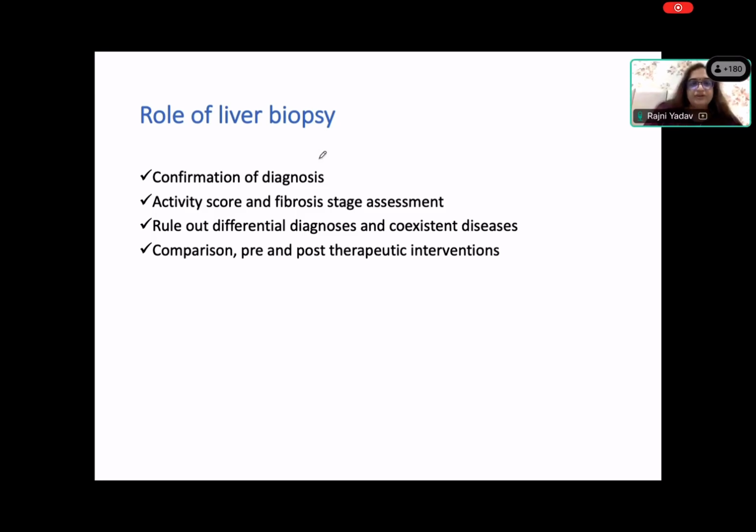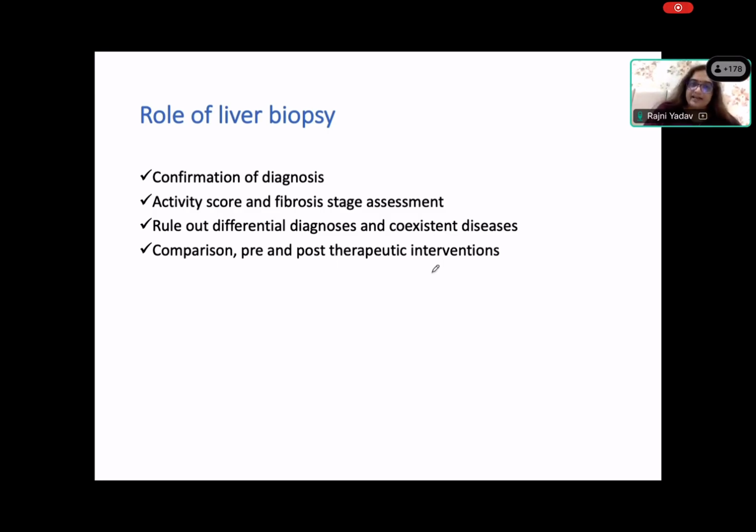So in NAFLD, to conclude, what is the use of the biopsy? Yes, confirmation of the diagnosis. You have to do an activity score and fibrosis stage assessment, which can be correlated with the non-invasive investigations we have now. Then to rule out differential diagnoses and coexisting diseases, because most people will just present with elevation of the liver enzymes, and then you have the differentials of autoimmune hepatitis and non-alcoholic fatty liver disease.